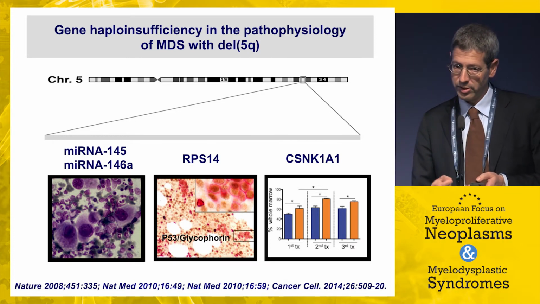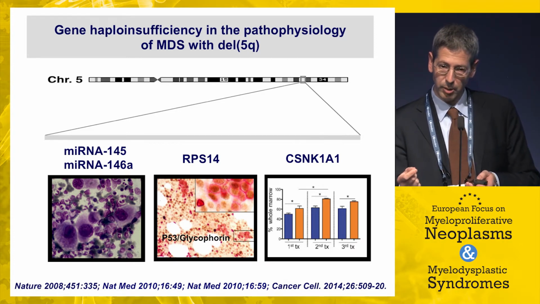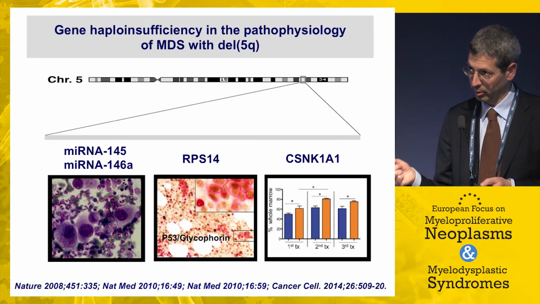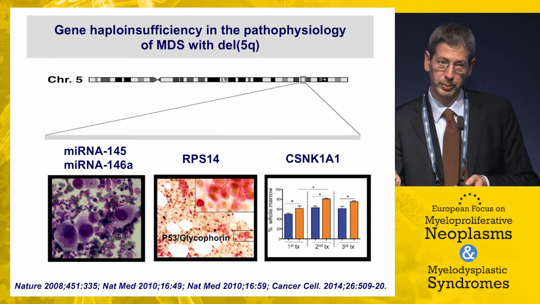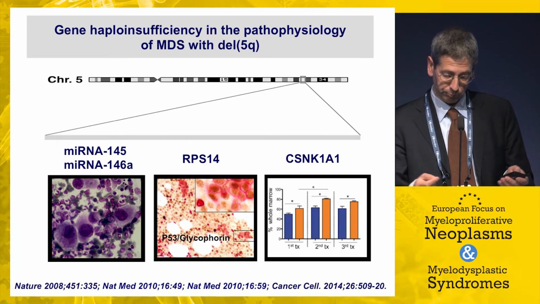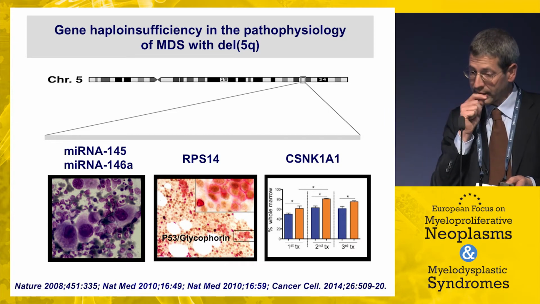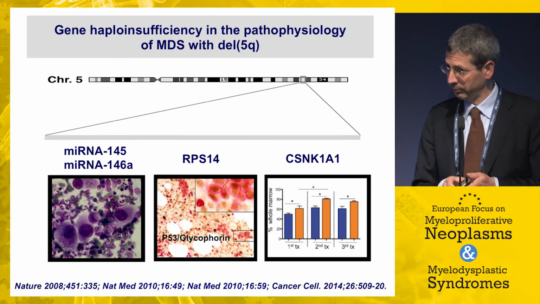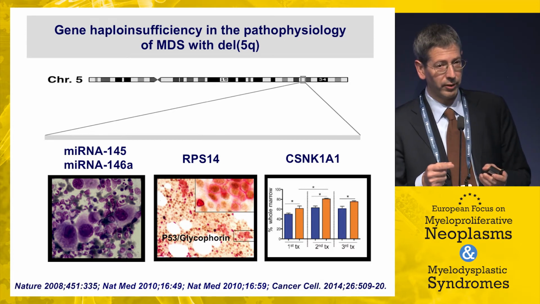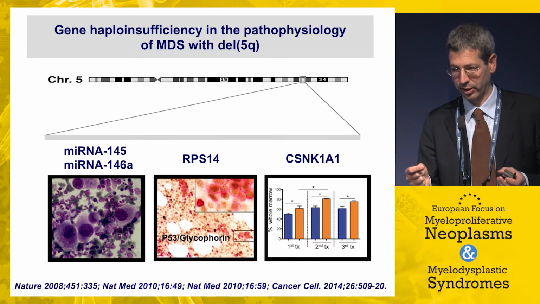Whereas the haploinsufficiency of 2 microRNAs mapping in the common deleted region and involved in the regulation of the innate immune system are responsible for the megakaryocyte abnormalities and the high platelet count. And finally, the haploinsufficiency of casein kinase 1A1 is responsible for providing the clone with a proliferative advantage.